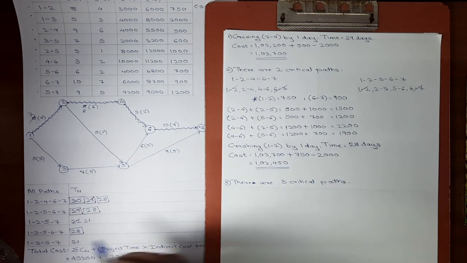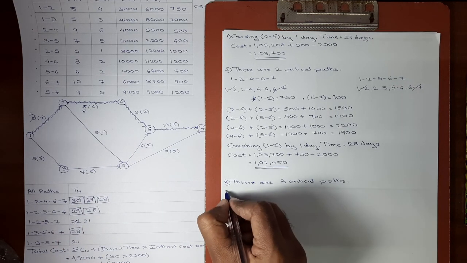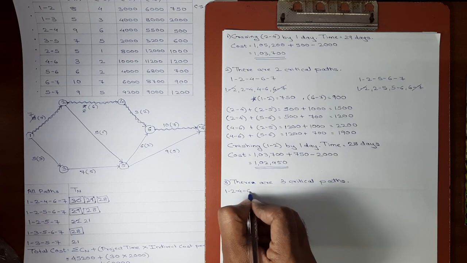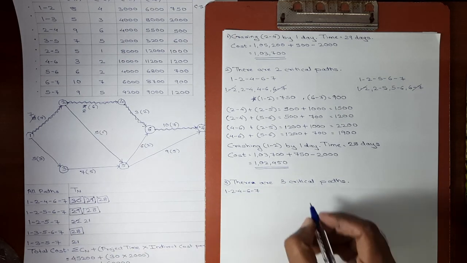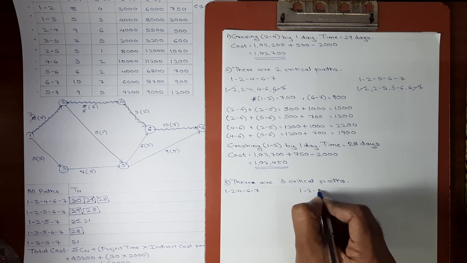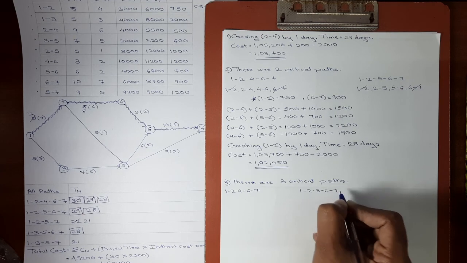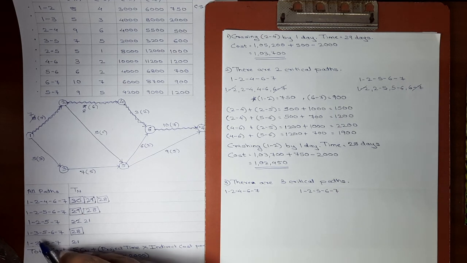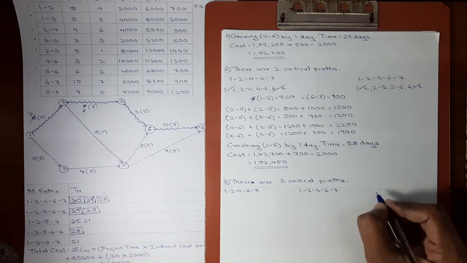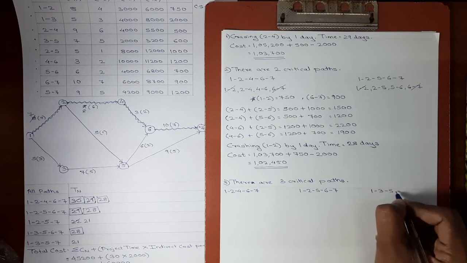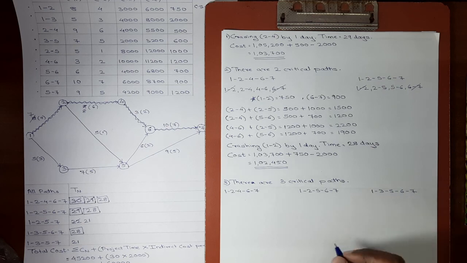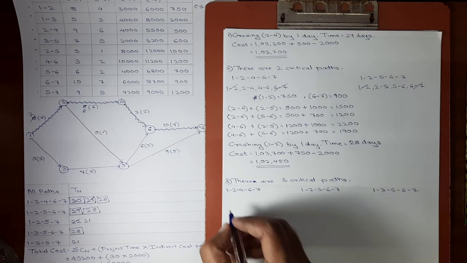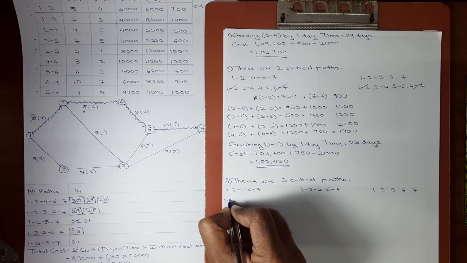The first path is 1-2, 2-4, 4-6, 6-7. The second path is 1-2, 2-5, 5-6, 6-7. And the third path is 1-3, 3-5, 5-6, 6-7. We'll write down the independent activities of each path.